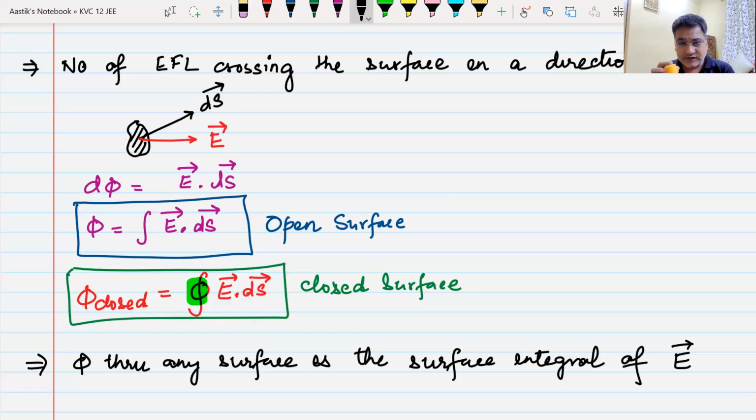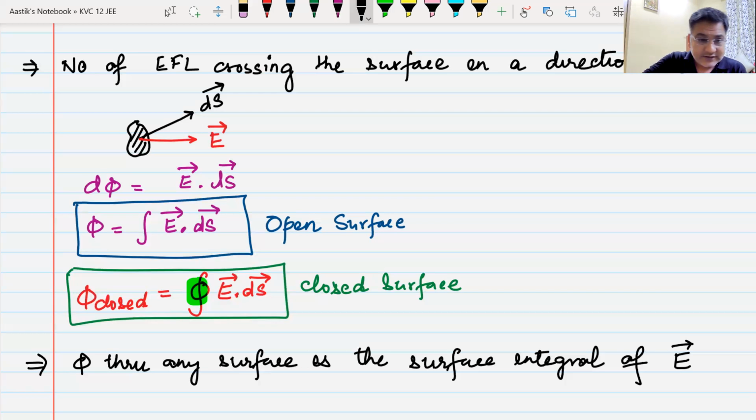Then there is one more integral, which is known as the line integral. The integral is done on a line. You take a line and you integrate it. This is the line integral. This is the surface integral. Anyways, flux through any closed surface, or flux through any surface, is the surface integral. If it is a closed surface, you will write a circle on the integral so that you understand it's a closed surface. If it's an open surface, you will just write the integral.